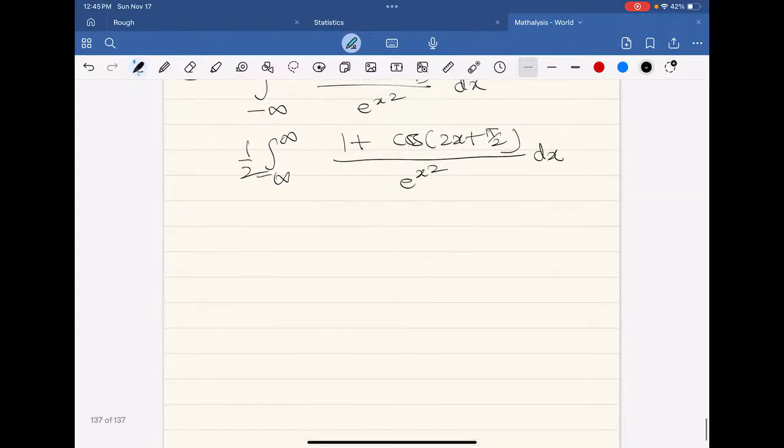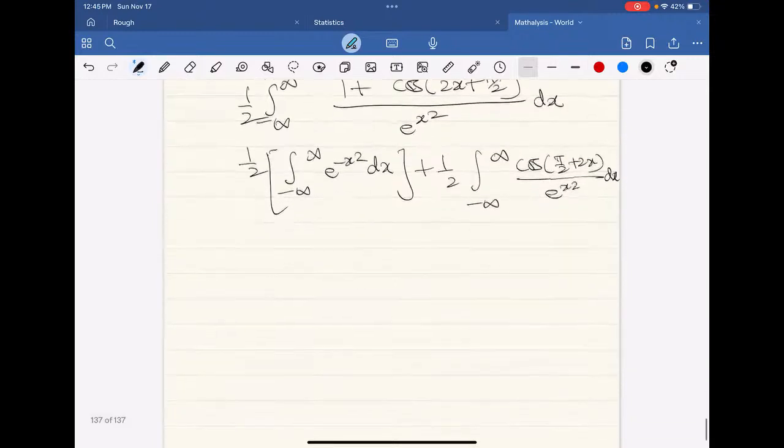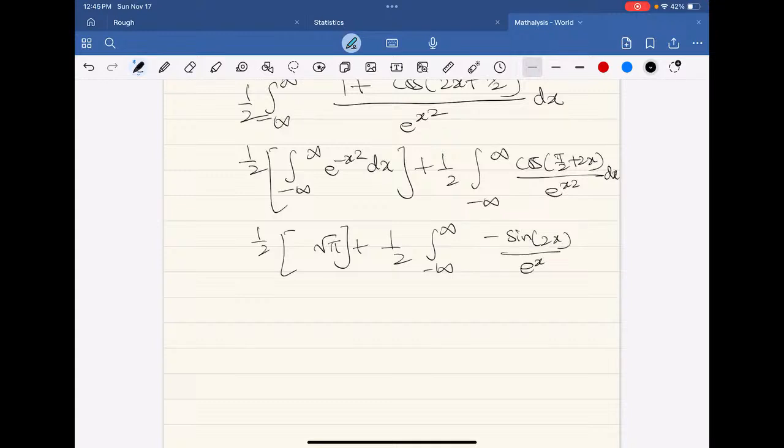Now I can write this as 1 by 2 integral from minus infinity to infinity e to the power minus x square dx, plus half of integral from minus infinity to infinity cos of pi by 2 plus 2x by e to the power x square dx. Now cos of pi by 2 plus 2x is just minus sine 2x. So half of this is just root pi, plus half of minus sine 2x by e to the power x square dx.